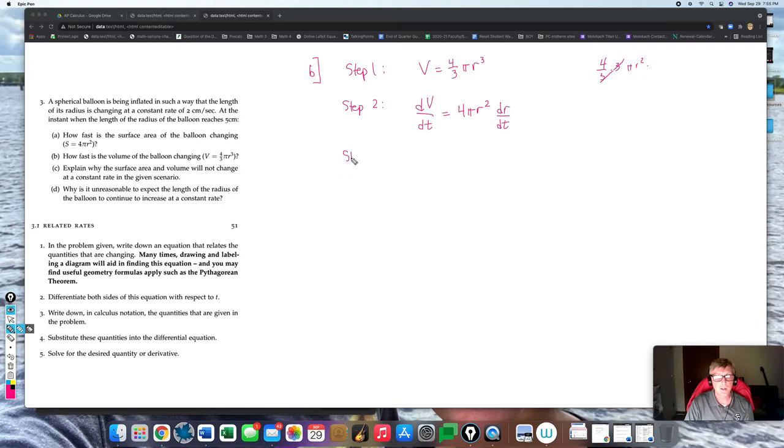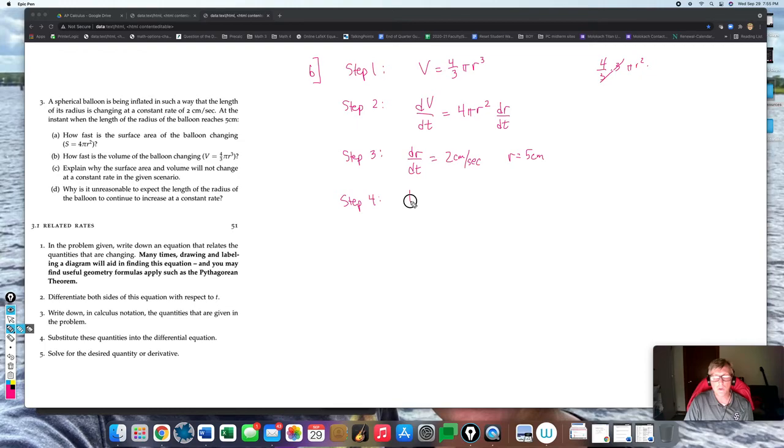So let's do that. Step 3. Write down in calculus notation the things that were given. We already did that in part A, but we'll do it again. So we know that the radius is changing at a constant rate of 2 centimeters per second. And we know also that the radius is 5 centimeters. All right, so step 4, we're going to substitute both of those into our equation, right?